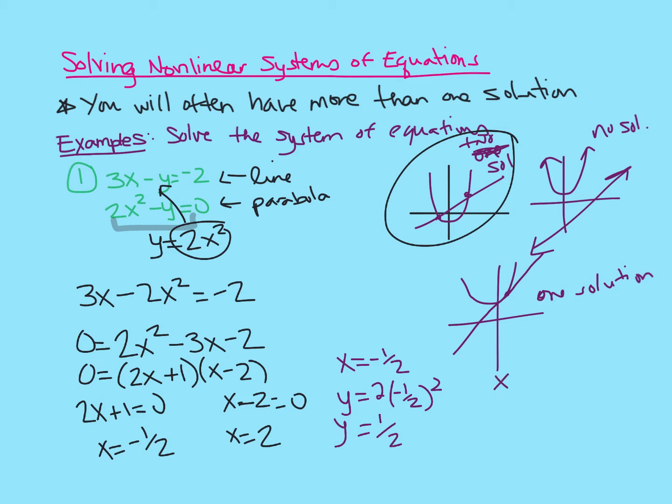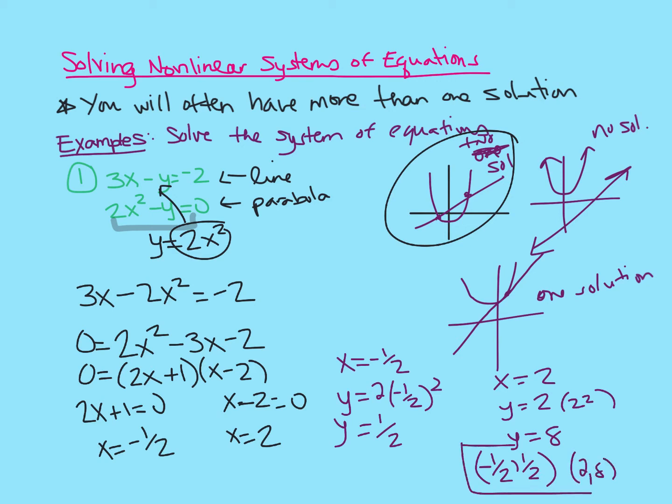When I substitute my other one back into that same equation, I end up getting y equals 8. So I'm going to make sure to write both answers out. I'll write them as ordered pairs. I get one at -1/2, 1/2. That's my first one. My second one is 2, 8. So those are my answers.